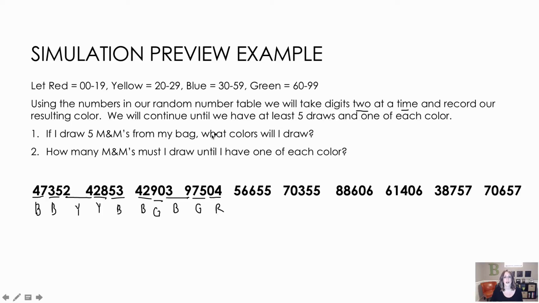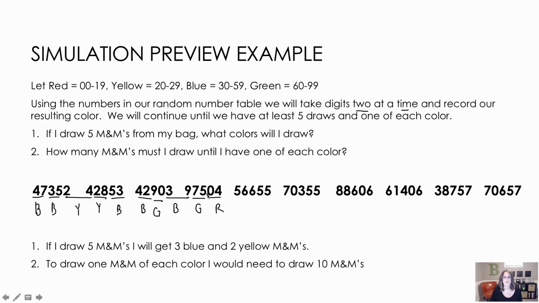So now I'm going to stop. So even though I have all of these other numbers, I'm not going to continue because all I wanted to do was answer these 2 questions. So now if I draw 5 M&Ms, what colors will I draw? Blue, blue, yellow, yellow, blue. So I'll draw 3 blue and 2 yellow. And how many must I draw to have 1 of each color? I drew 1, 2, 3, 4, 5, 6, 7, 8, 9, 10.